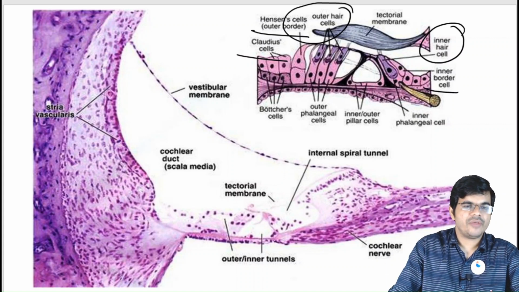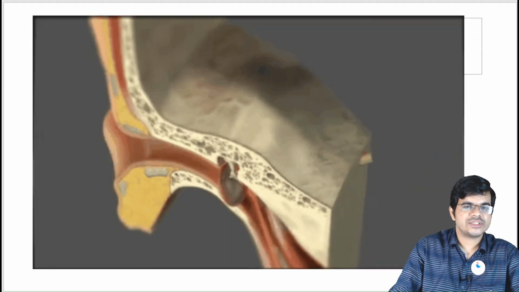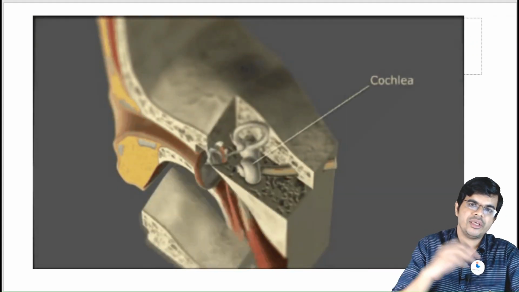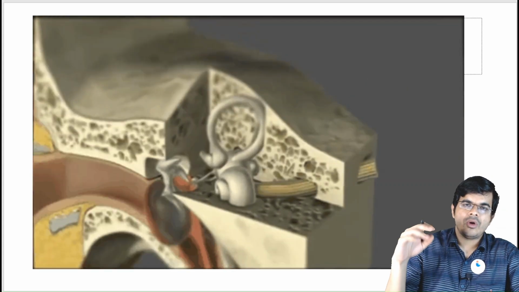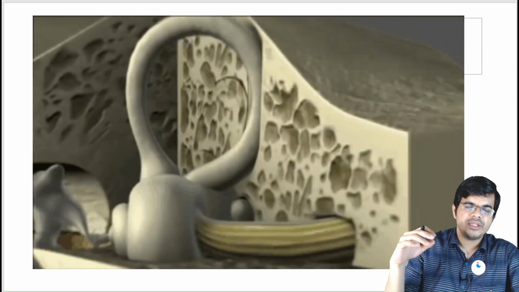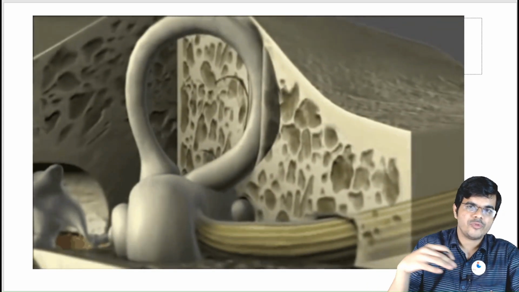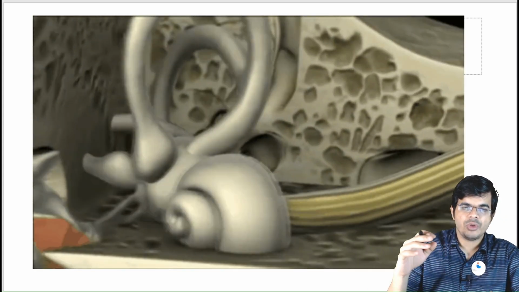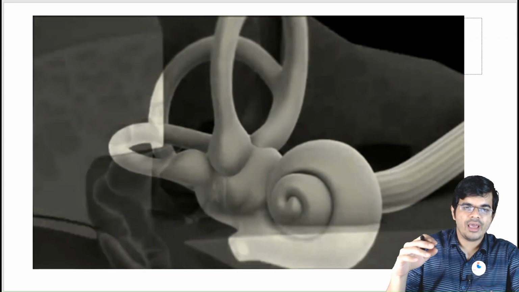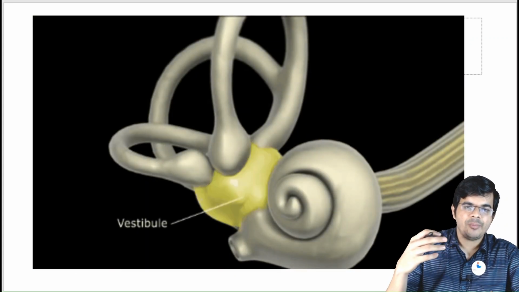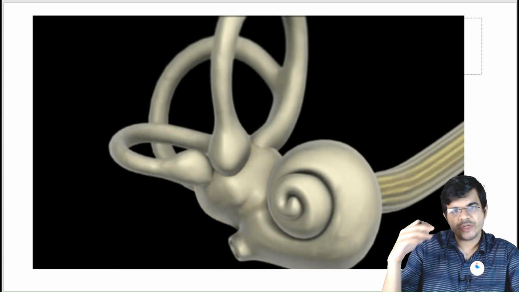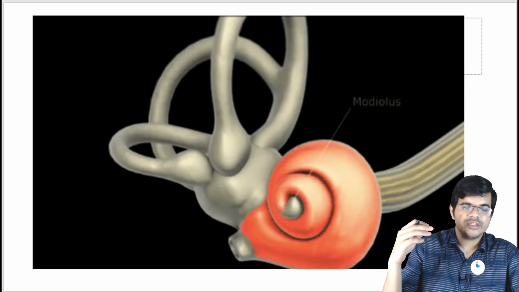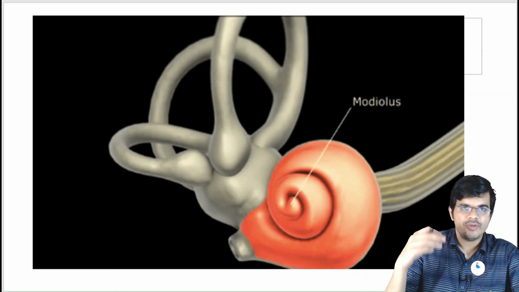Now what is happening when the sound waves reach the inner ear? As you can see here, the cochlea and the labyrinth are seen within the petrous part of the temporal bone, and if you dissect it out, you will be able to see that the cochlea is seen on the anterior part of the bony labyrinth, anterior to the vestibule, right? And the vestibule has got the oval window.